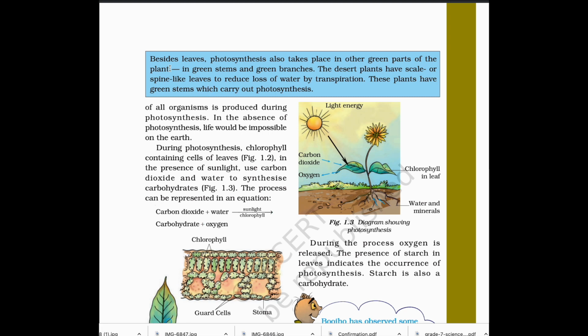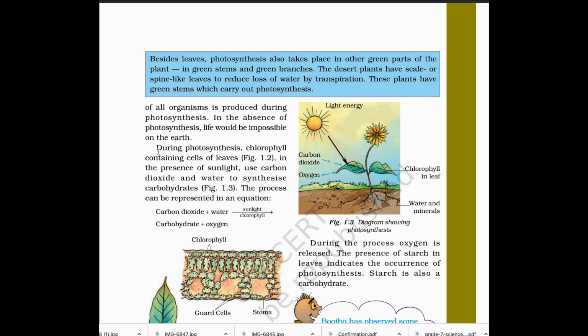Note: besides leaves, photosynthesis also takes place in other green parts of the plant, in green stems and green branches. The desert plants have scale or spine like leaves to reduce loss of water by transpiration. These plants have green stems which carry out photosynthesis.